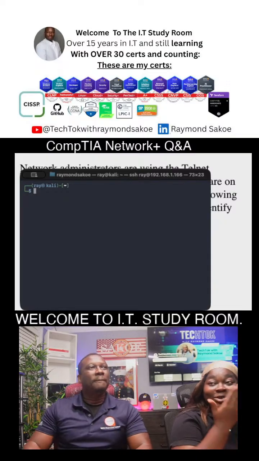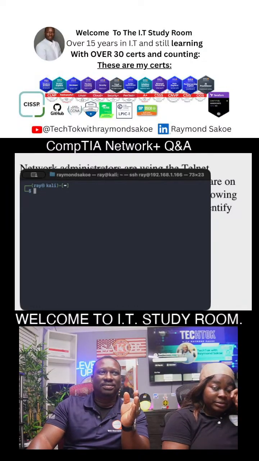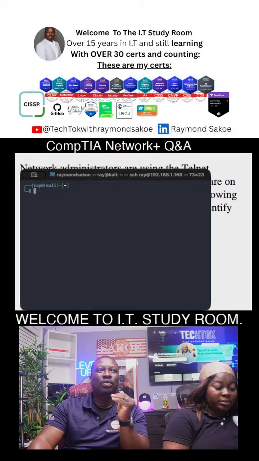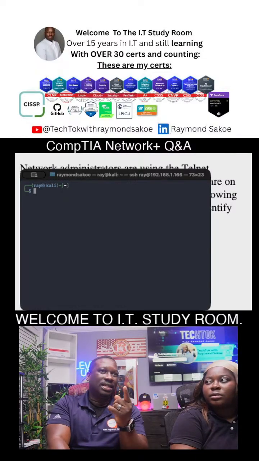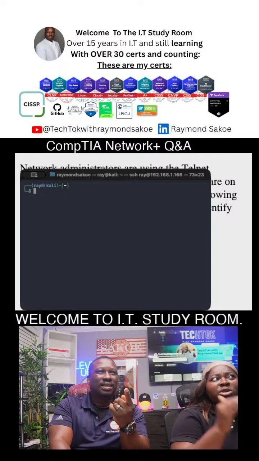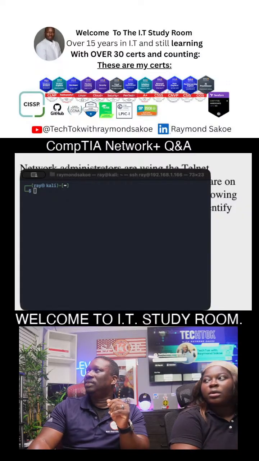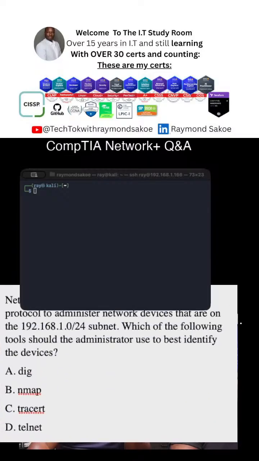The question is saying that they have a subnet, and you have to identify which devices are using Telnet. Now, I can't use the same IP address that they have there. Can you bring the question down a little bit so the people can see it? No problem. Let me move this, and then bring it back.